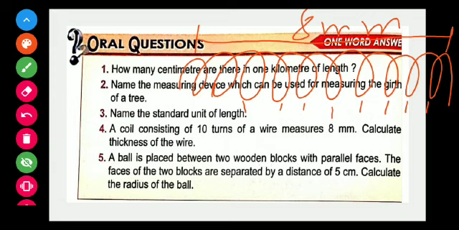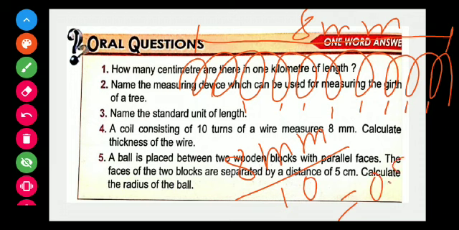What is the thickness of the wire? Thickness of wire is the total measurement, that is 8 mm, divided by the number of turns. The number of turns is 10, so that is 0.8 mm. This is the thickness of the wire.